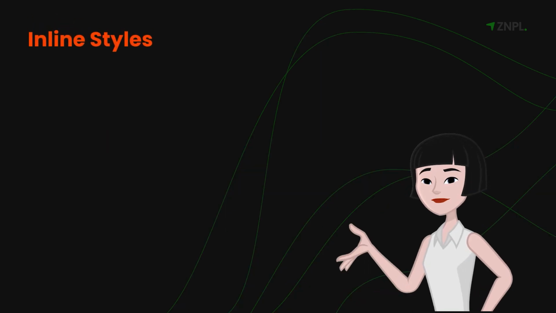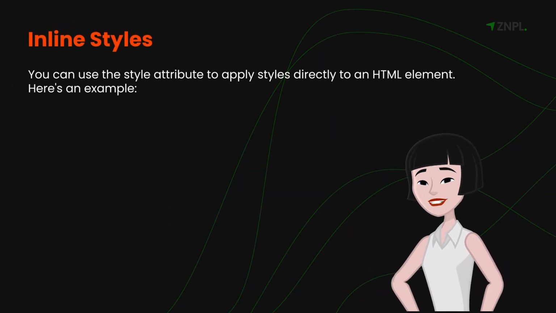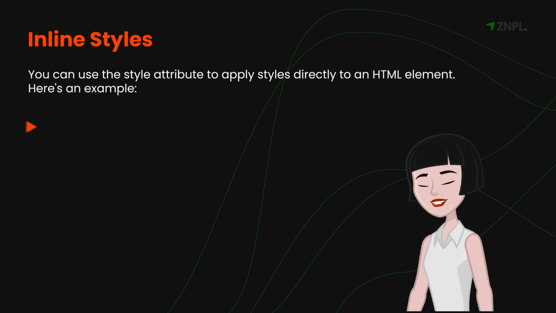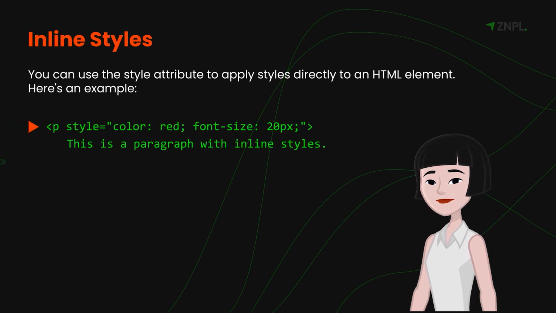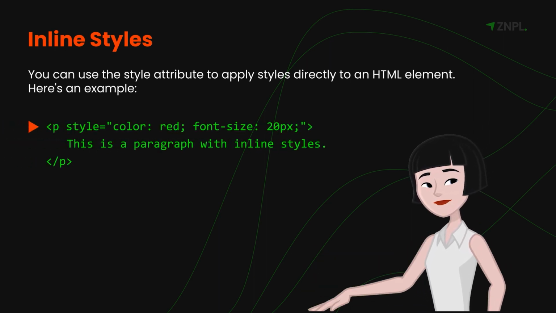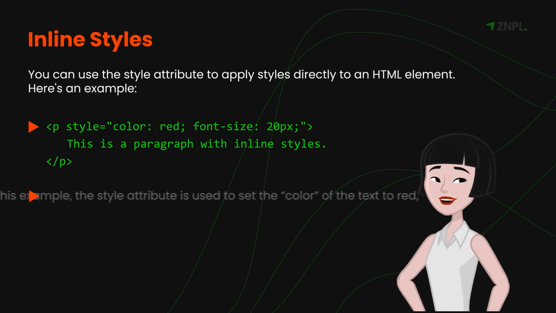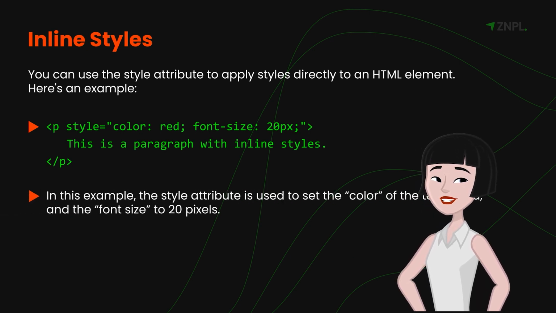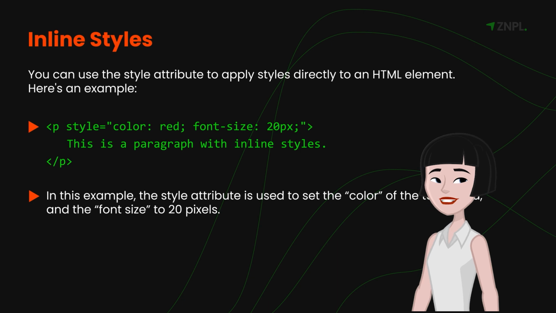Inline styles. You can use the style attribute to apply styles directly to an HTML element. Here's an example. In this example, the style attribute is used to set the color of the text to red and the font size to 20 pixels.